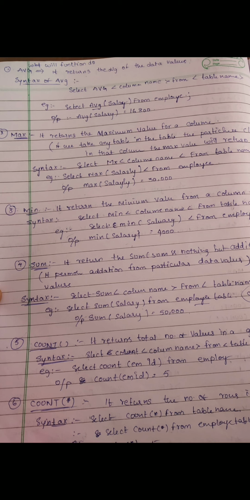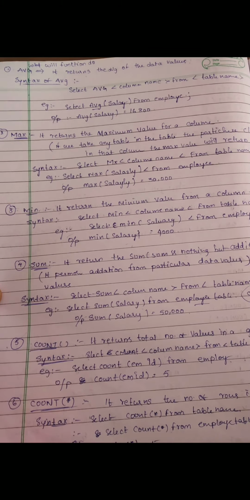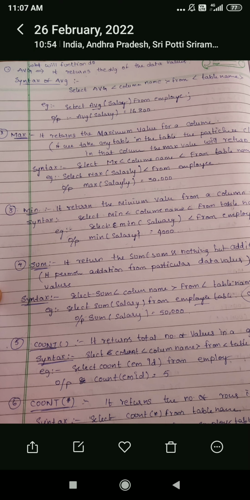First of all, average. What will we do? Average returns the average value of the data values. If we are given the employee table, it will return the average value of the given data. We will give data from the employee table: employee ID, employee name, employee city, employee salary. Let us work on the average.